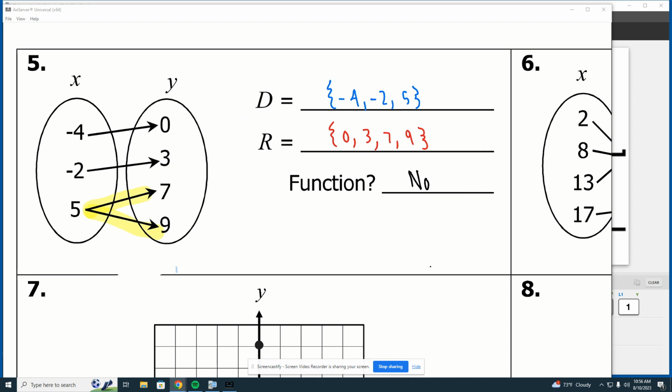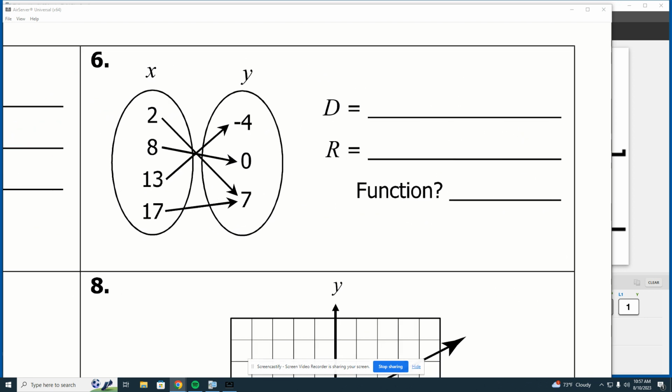You with me? Okay, so look at number 6. We don't have to name them. Let's just ask whether or not it's a function. Yes or no?